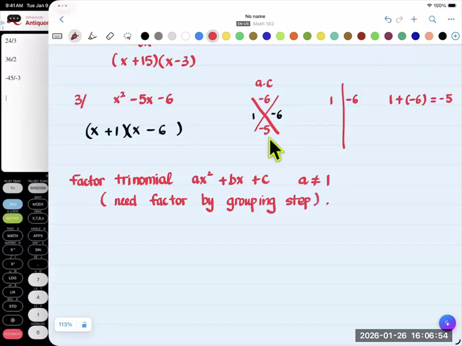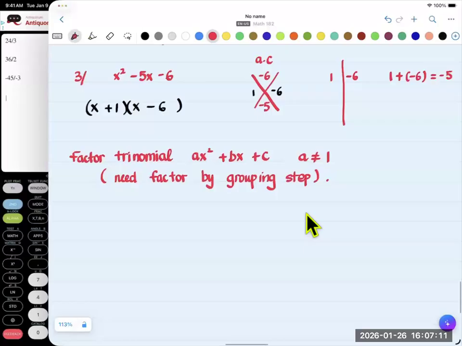After you find the two numbers, you won't be able to fill in the factors right away. You will have to show the factor by grouping step in order to get the factored form. So let's take a look at the problem. An example: let's say I have 4x squared plus 24x minus 64. We still need the AC method.